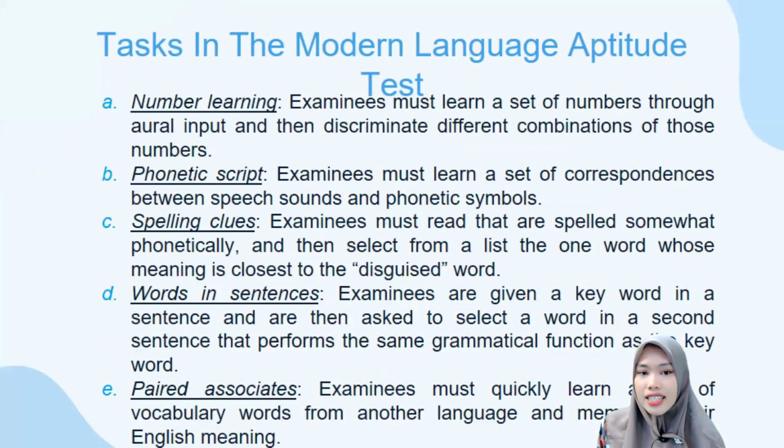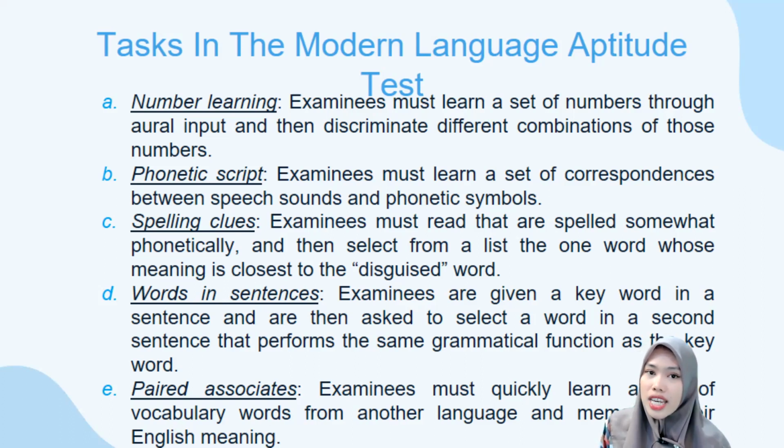All right, next. Tasks in the Modern Language Aptitude Test. The first is number learning. Examinees must learn a set of numbers through oral input and then discriminate different combinations of those numbers. The second is phonetic script. Examinees must learn a set of correspondences between speech sounds and phonetic symbols. And then spelling clues. Examinees must read words that are spelled somewhat phonetically, and then select from a list the one word whose meaning is closest to the disguised word.